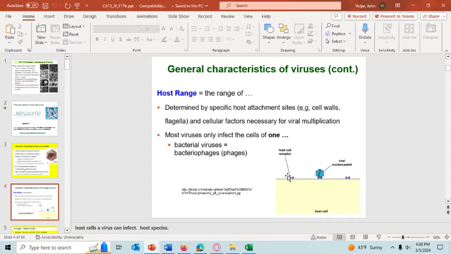An example of a virus that infects more than one species is something like bird flu, which can infect many different birds, and can infect many different mammals, including humans. I don't know if it can infect other animals, but that's many different species of birds and animals that bird flu can infect.